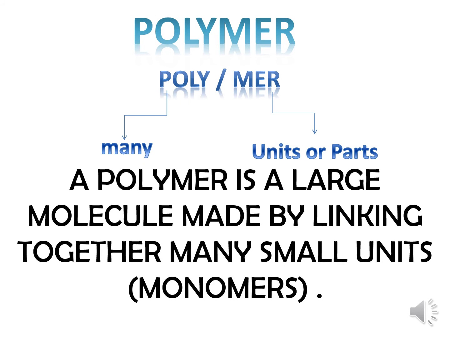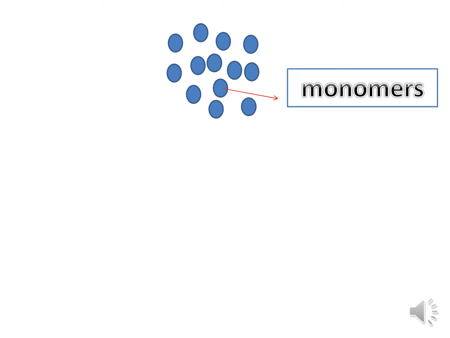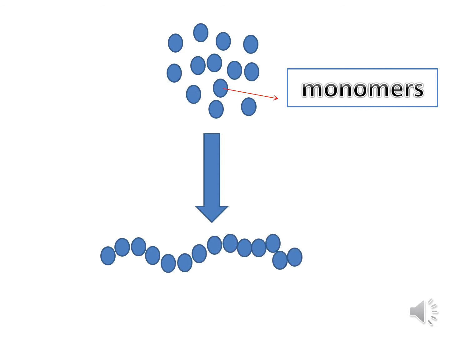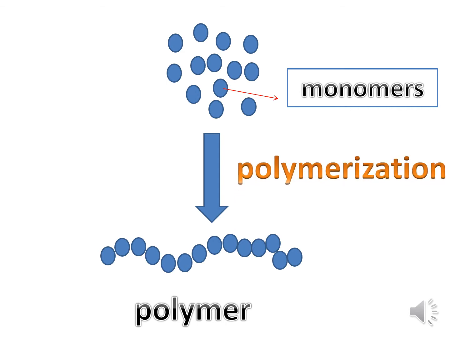A polymer is a large or huge molecule made by linking together many small units called monomers. Each small molecule is known as a monomer. Mono means one, mer means unit or part. These monomers are linked together to form a chain-like structure. This large chain is known as a polymer. The process of converting monomer into polymer is known as polymerization.